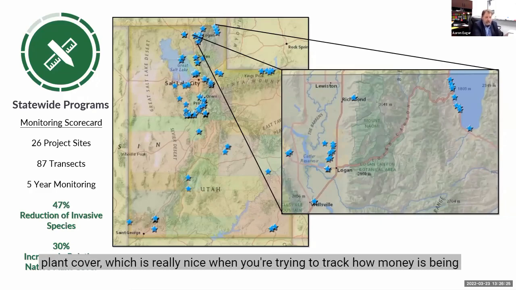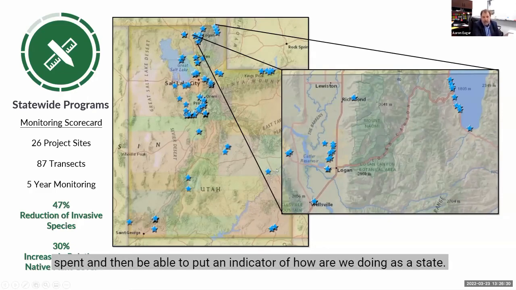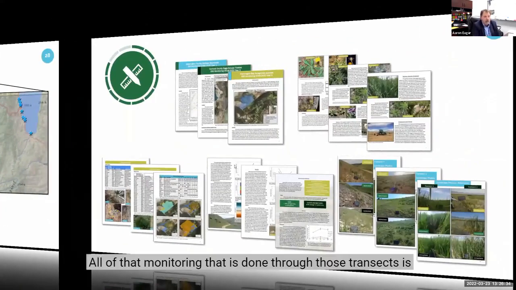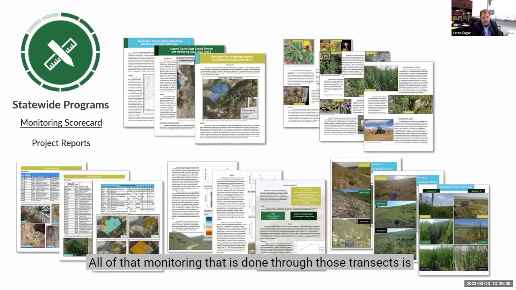Which is really nice when you're trying to track how money is being spent and then put an indicator on how we are doing as a state. All of the monitoring done through those transects is put into an individual report that we can back up our claims with. Now we have data from EDDMapS, we have monitoring data on the ground, and we have those pictures tracking it from season to season to demonstrate what is actually happening.